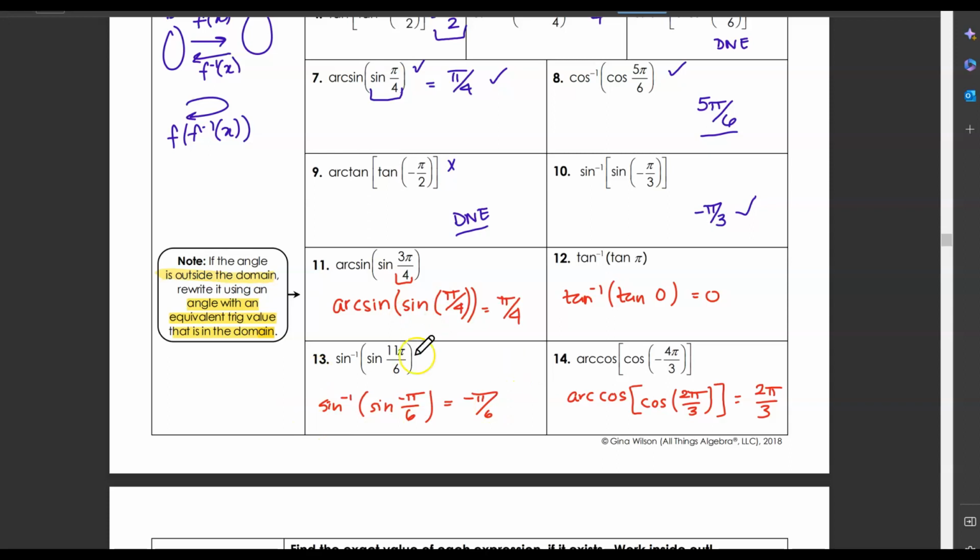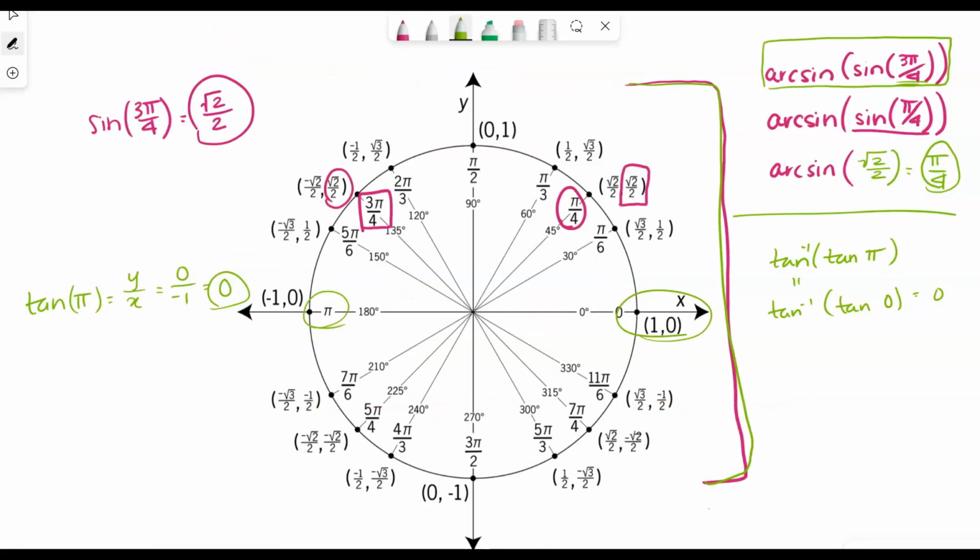All right, hopefully you did 13 and 14 and didn't think it was too cruel. But here we're looking at 11 pi over 6. So coming over here to our unit circle at 11 pi over 6, we are right here. So what would that equivalence be? So remember that when we're looking at our domain, we are looking from negative pi over 2 all the way to pi over 2.